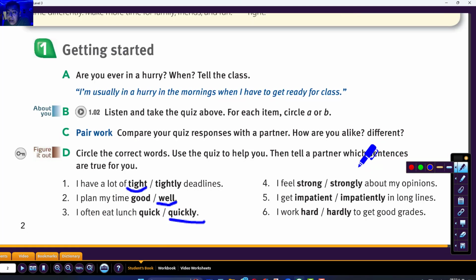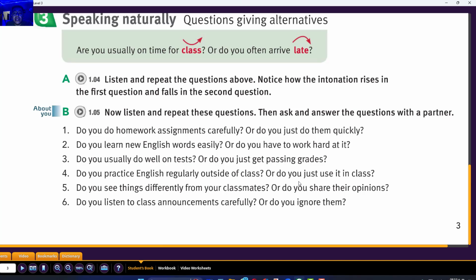I feel strong or I feel strongly about my opinions. Yes, I feel strongly. I get impatient or I get impatiently in long lines. I get impatient. Okay? I work hard or I work hardly to get good grades. Yes, I work hard to get good grades. Well, there we have the answers. Alright? Perfect. So now let's go to the next part.